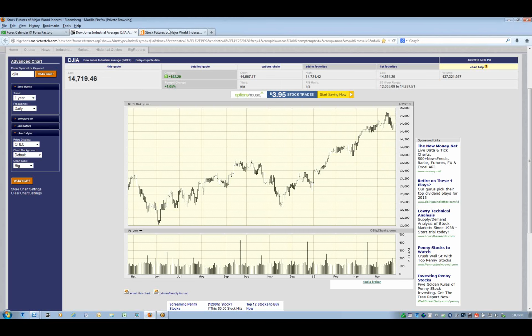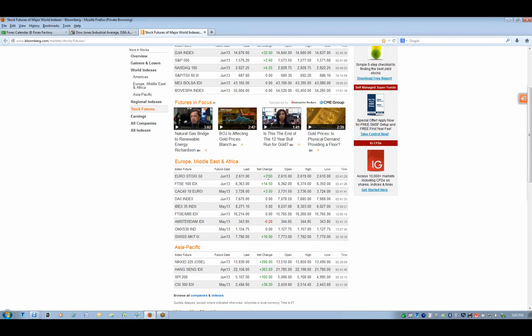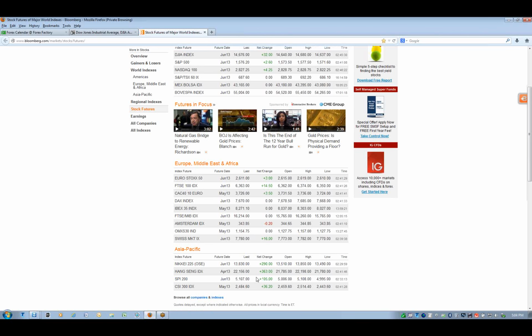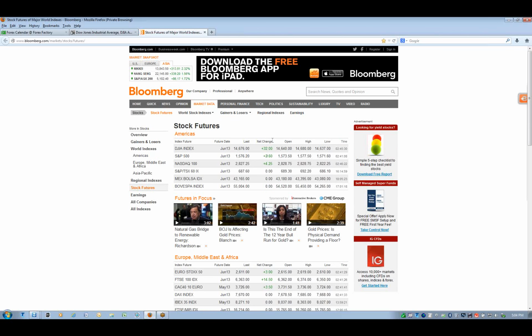The futures market, Asia was up, it's all green. In Europe, it's positive. Even the SPY 200, which is the Australian, that was very good actually, 105, breaking the 5,000 there again. And for the Dow Jones and the S&P and the Nasdaq, it's all green as well, coming off that big move last night of 152. So earnings season in the United States, it all seems very positive and more to the upside in terms of the marketplace.